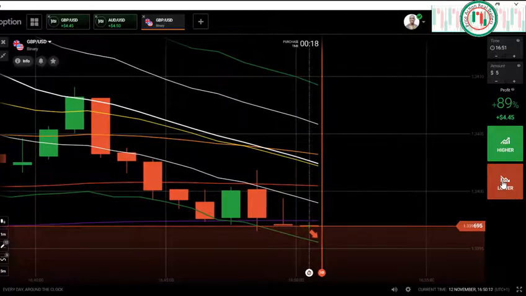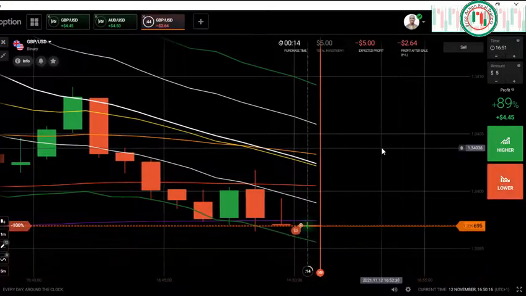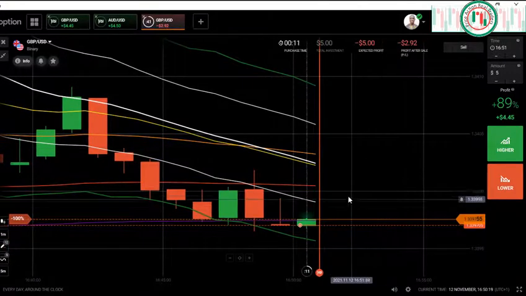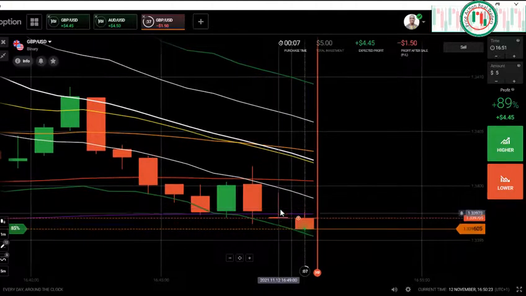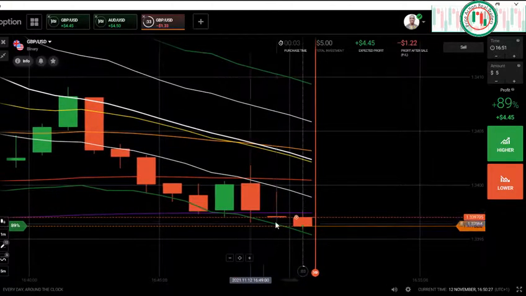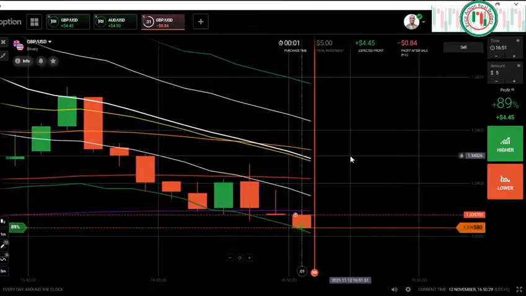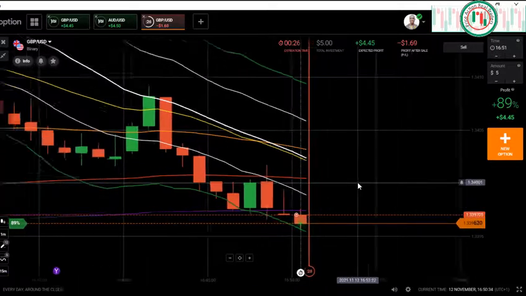If I get rejection, yes, I place put option. I place put option because of this dragonfly doji. It's a continuation candle. Sorry, gravestone doji. This gravestone doji market must continue because of this doji. So let's see.